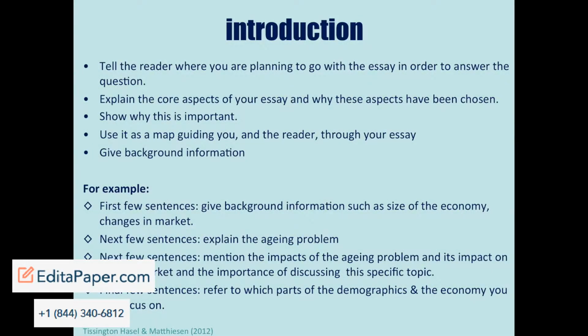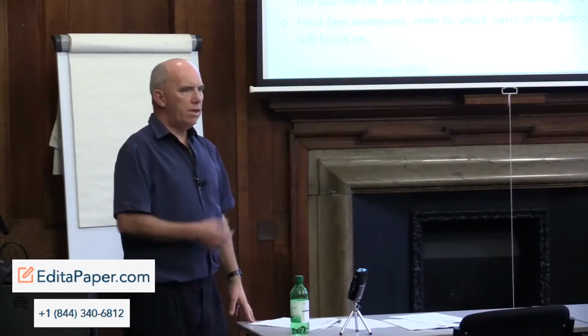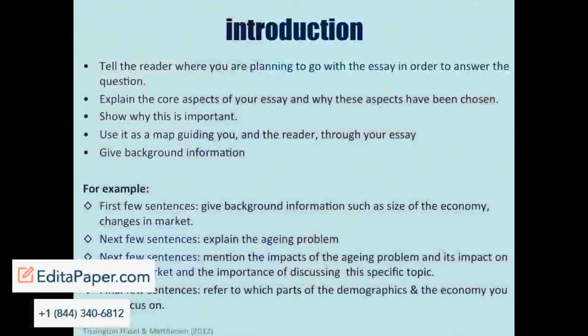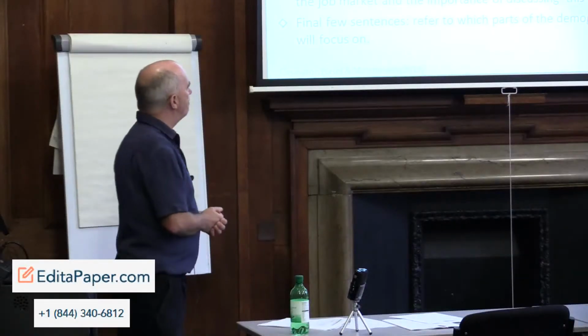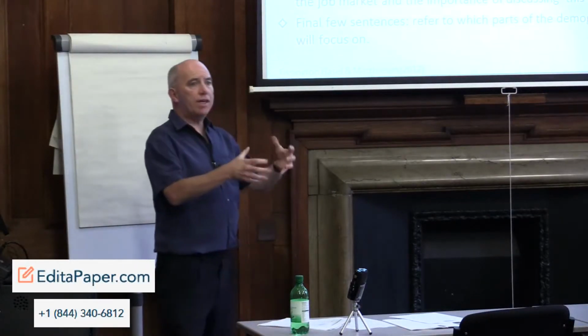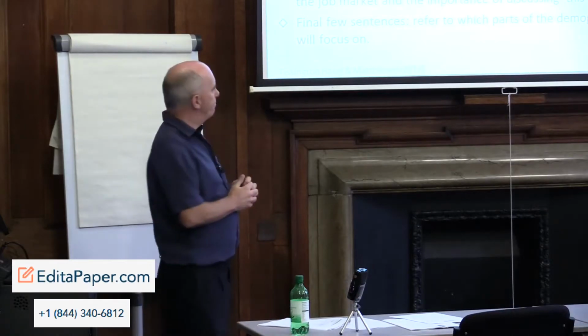And he even breaks it down into sentences. He says the first few sentences give background information. So what's the context? Why is this question being asked now? What is the current economic climate? What are these demographic changes? The next few sentences. Oh, it's the ageing problem he's talking about. There aren't enough young people coming into the workforce. And so companies are hanging on to the older workers.